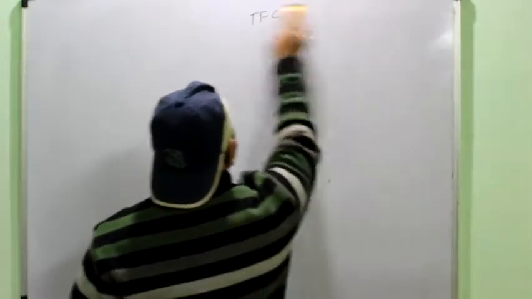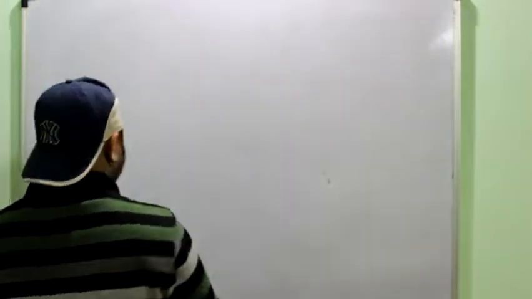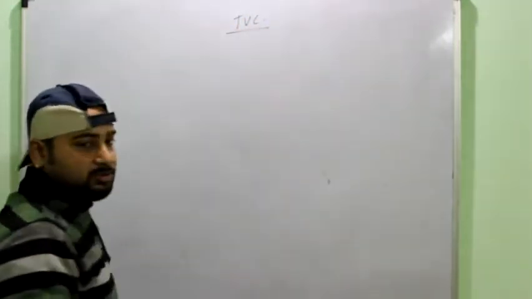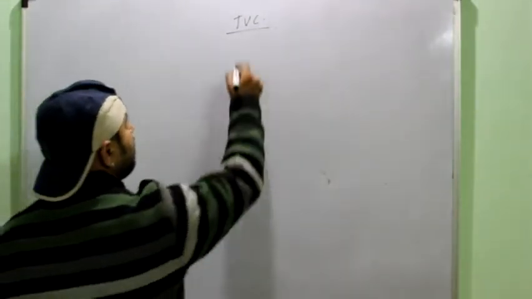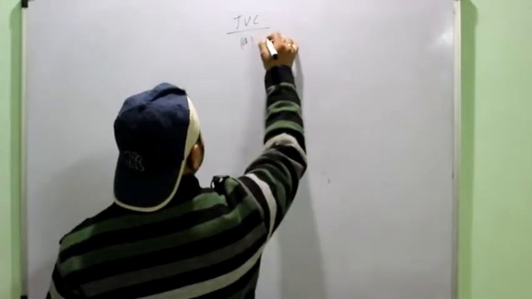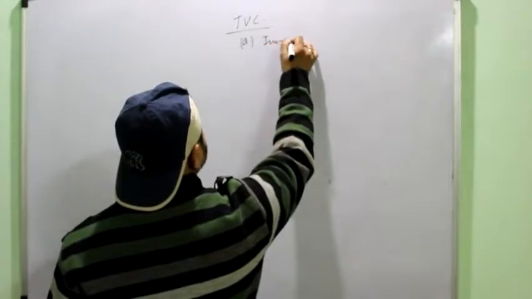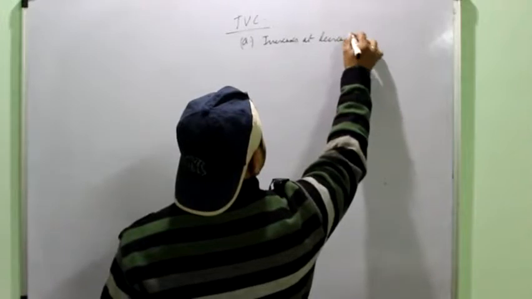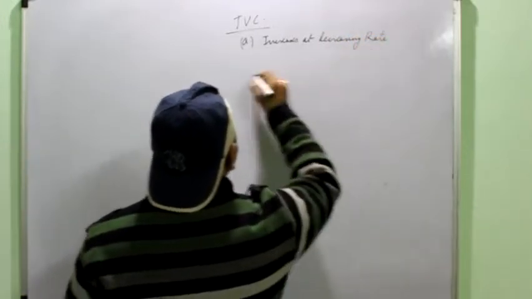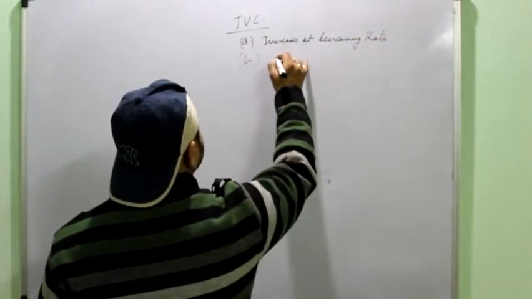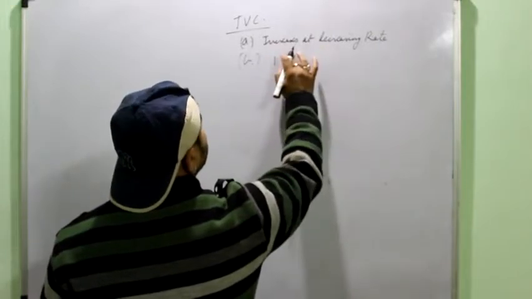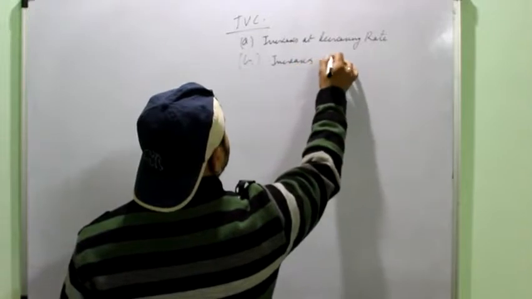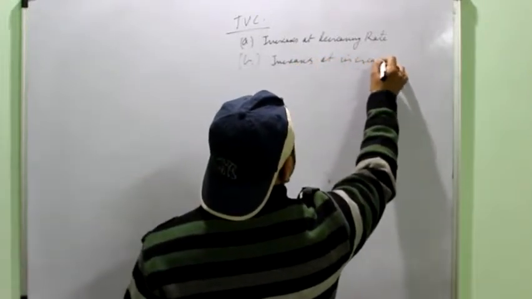Total variable cost, obviously, is the cost of the labor, so it increases with the increase in output. But see, its behavior is not so simple. It first increases at a decreasing rate, and then it increases at an increasing rate.